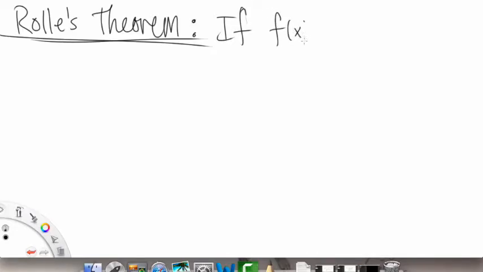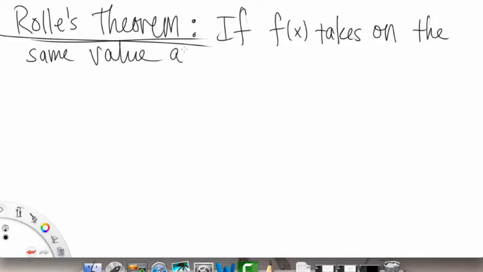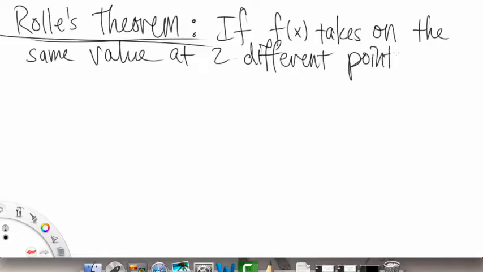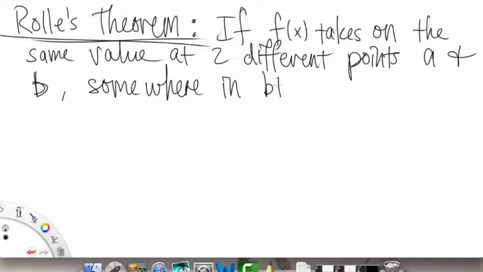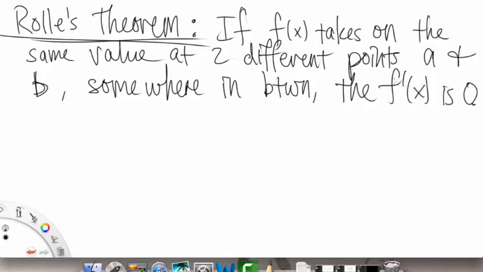So if f of x takes on the same value at two different points, A and B. Okay, so these points are x values, so x equals A and x equals B. Somewhere in between, we can conclude that the tangent line, so the slope of the tangent line, is 0. Okay, so that's basically it. That's all Rolle's theorem says.